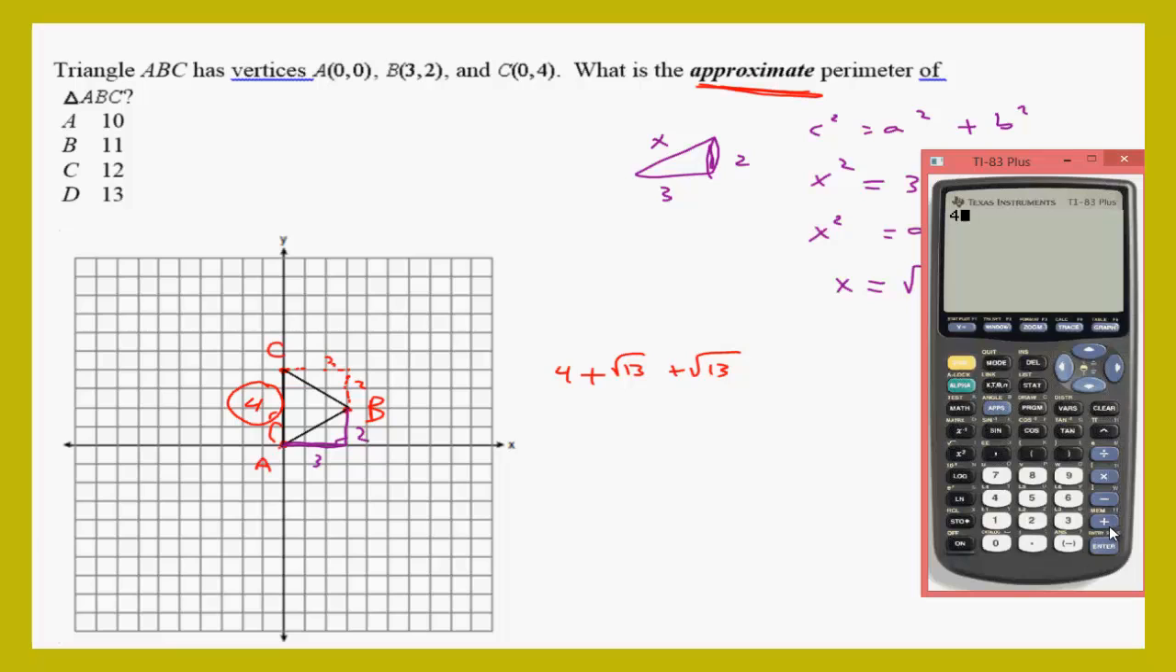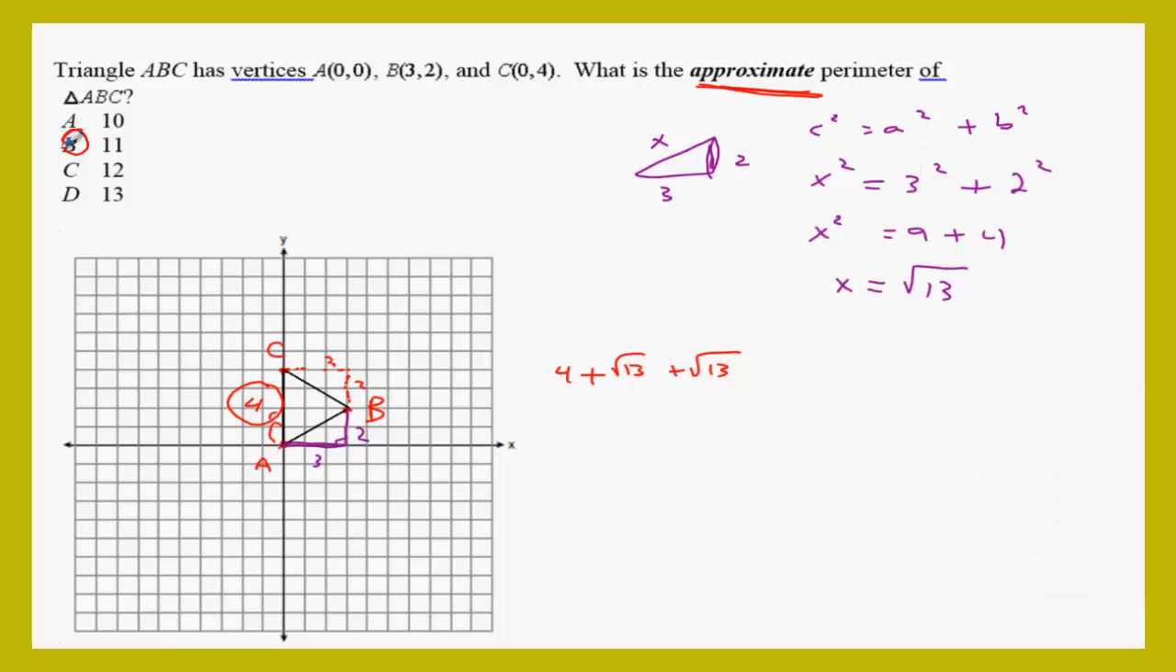Okay, try 4 plus square root of 13. I like to do everything step by step like this, plus the square root, instead of multiplying 2 times the square root of 13. Make sure you close the parentheses after the first square root of 13, so you don't mix them. That's going to be 11.2, and when you approximate this, it is going to be 11, not 12. So choice B is the right choice. This is the approximate perimeter.